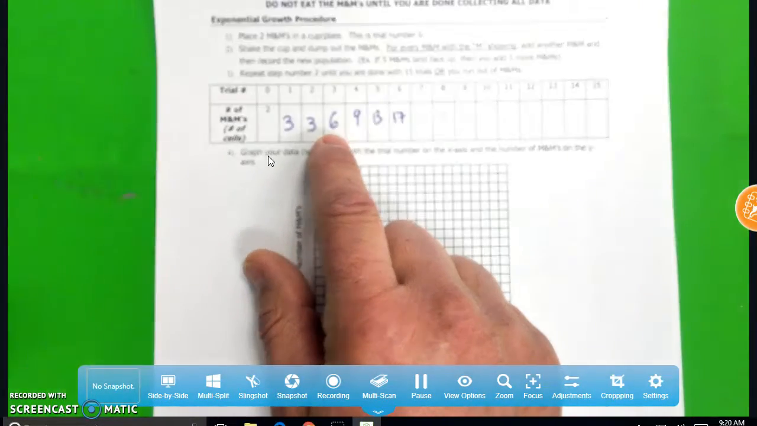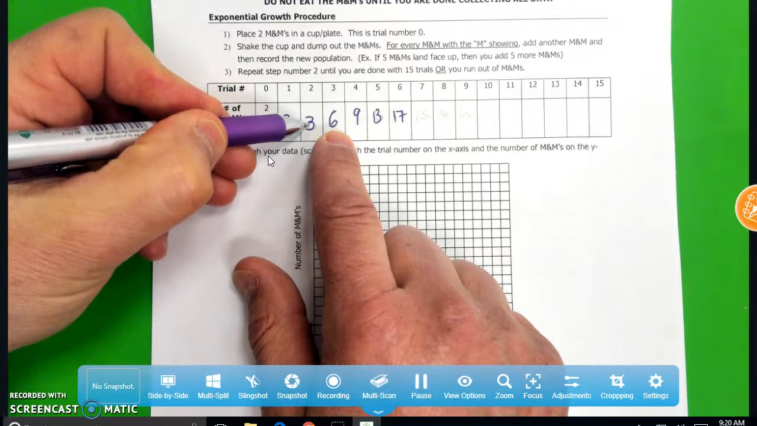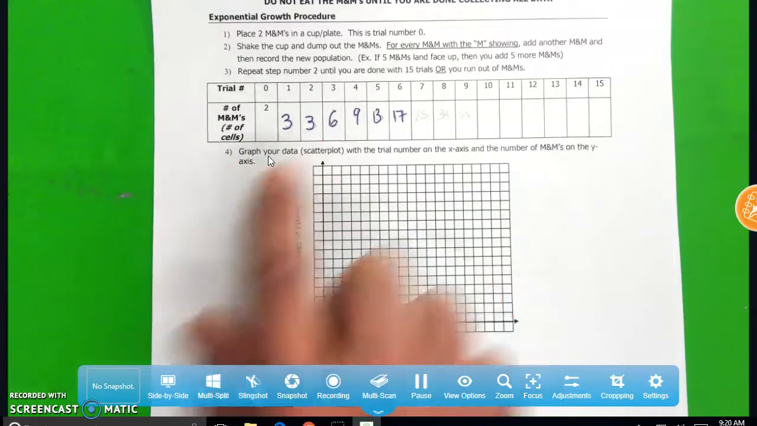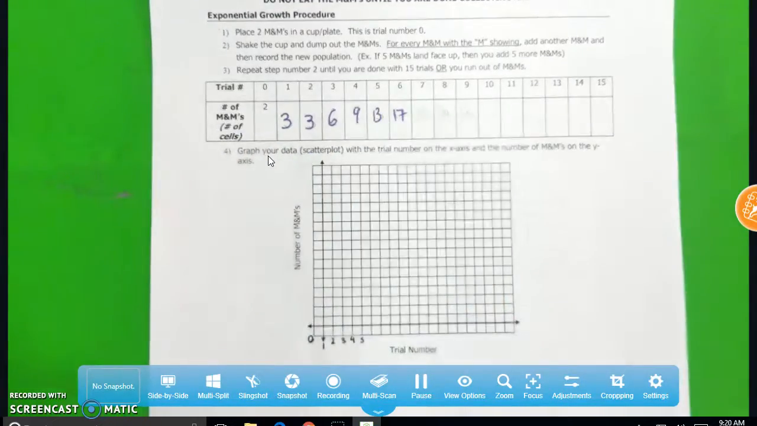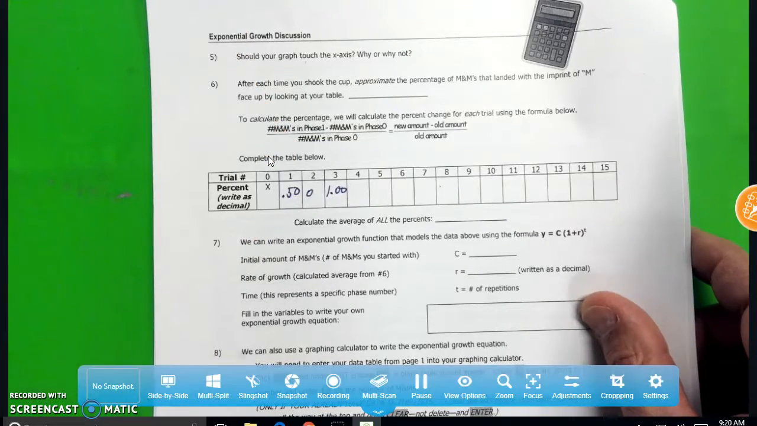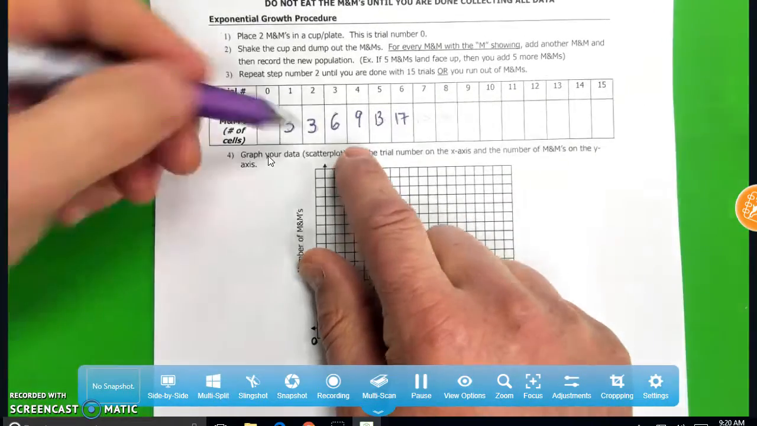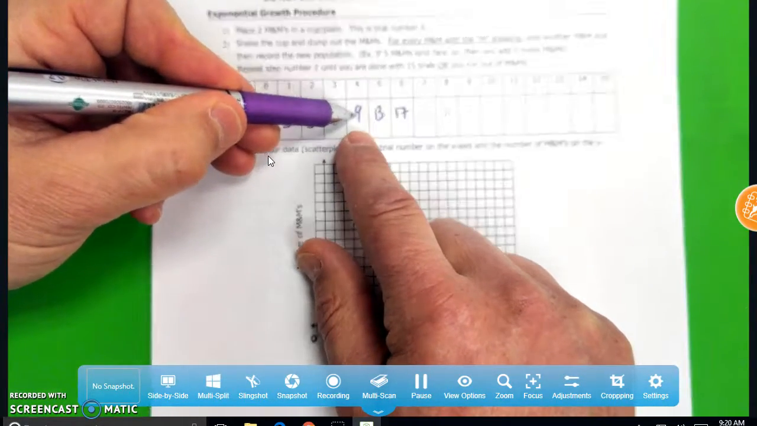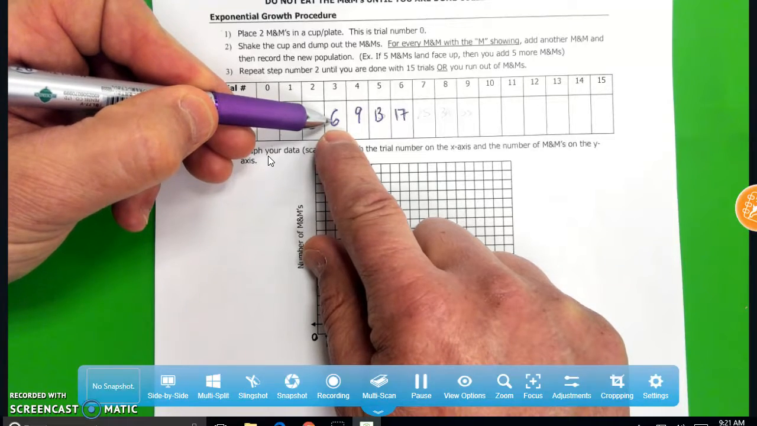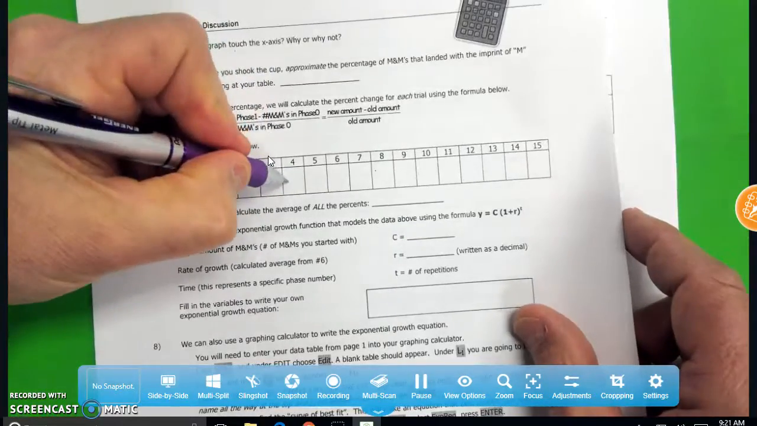On the next trial, trial 3, the new number is 6, the old number is 3. 6 minus 3 is 3, divided by 3. That's 1. That's a 100% increase. 1.00 is a 100% increase. Write it down. On the fourth one, we have 9 minus 6 is 3. 3 divided by 6 is 0.5 again. That's a 50% increase, the 0.5.